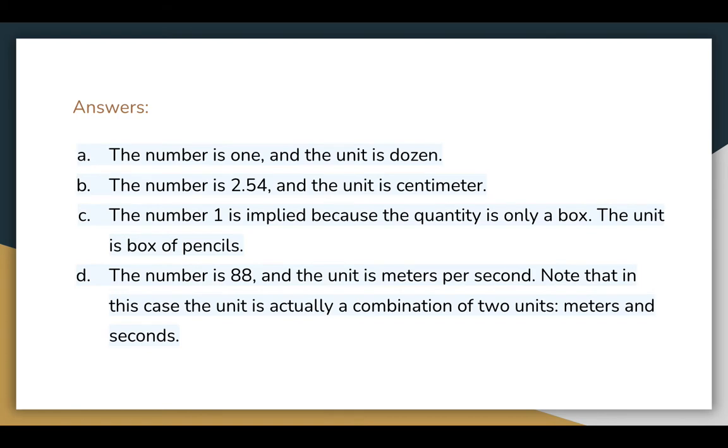For the first one, the number is 1 and the unit is dozen. For the second, the number is 2.54 and the unit is centimeter. For the third, the number is 1, and that's implied because the quantity is only a box, and the unit is actually box of pencils. For D, the number is 88, and the unit is meters per second. Note that in this case, the unit is actually a combination of two units. We call that a derived unit of meters and seconds.